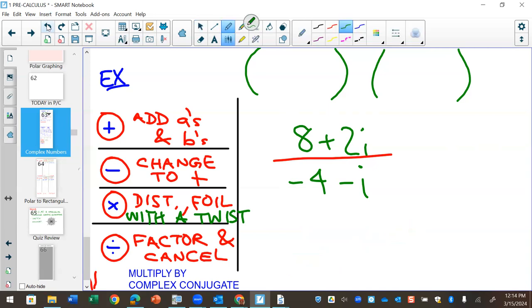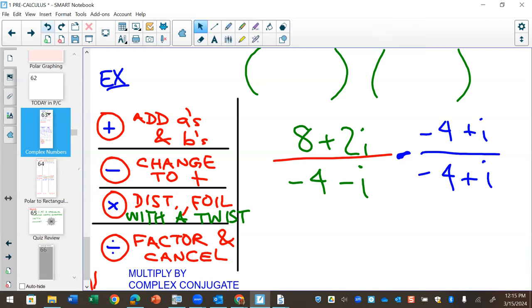Okay. So what are we going to multiply by? Complex conjugate. Negative 4 plus i. Okay. So we're going to FOIL top, FOIL bottom, and we're going to get negative 2 again. We'd better, right? So FOIL with me up top.